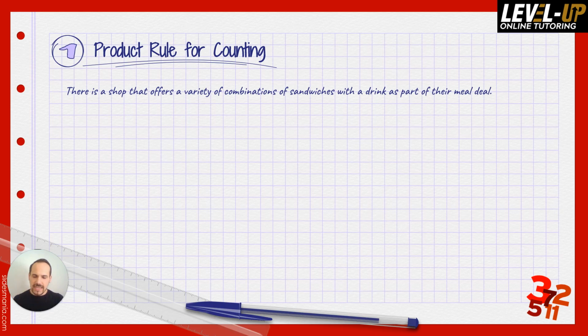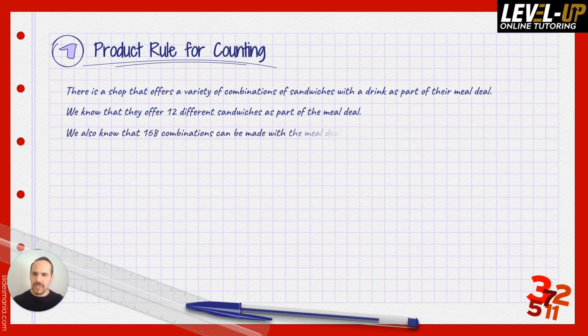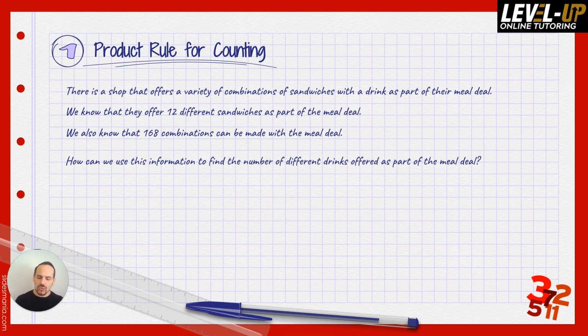Right, so let's take some kind of real life scenario here. So there is a shop that offers a variety of combinations of sandwiches and drinks as part of their meal deal. And we know there are 12 different types of sandwiches that can be part of the meal deal. And we also know that with the drinks, we can make a total of 168 combinations. And what we want to do is then use this information to find out, okay, how many different types of drinks are offered as part of the meal deal.